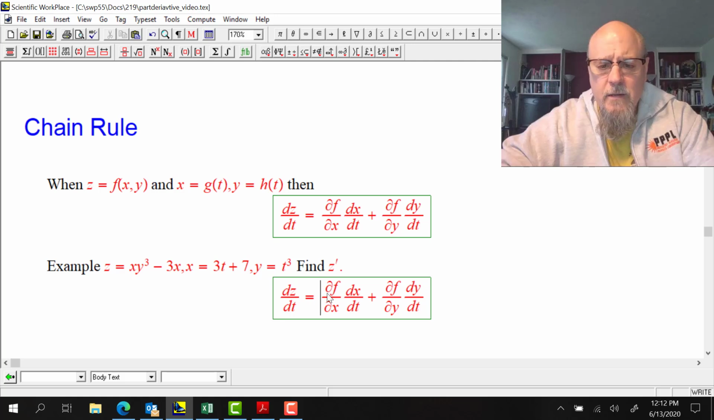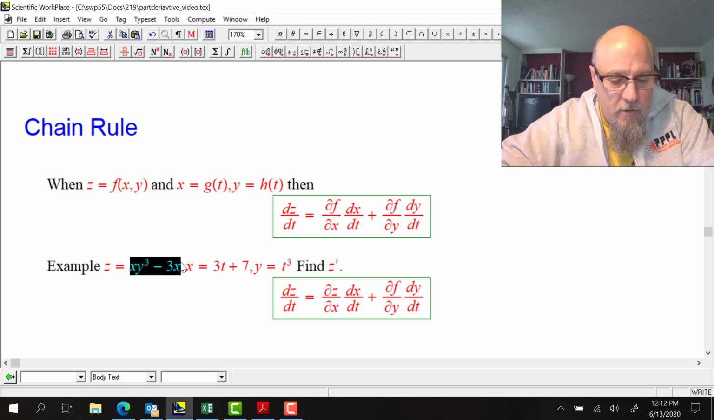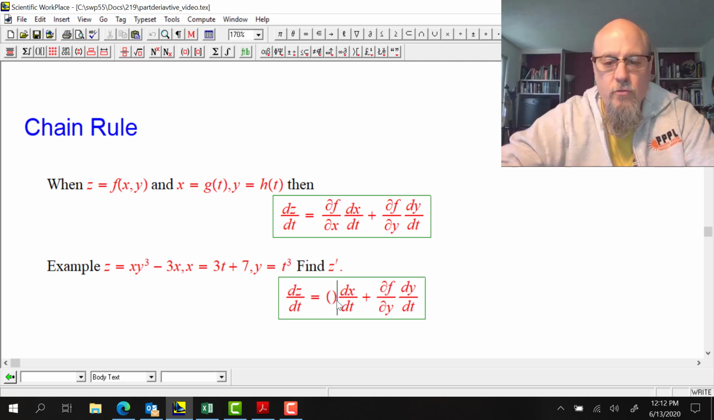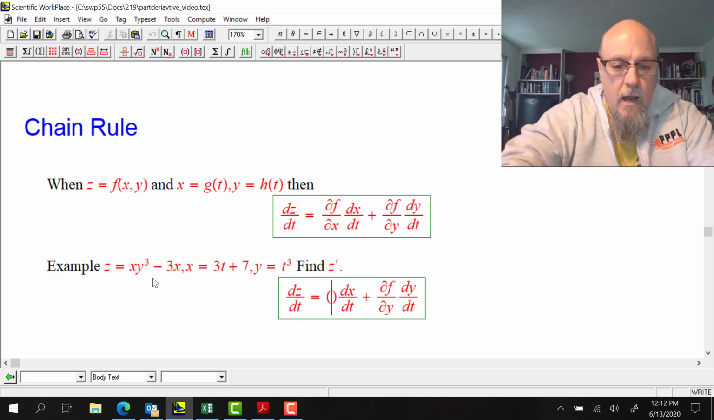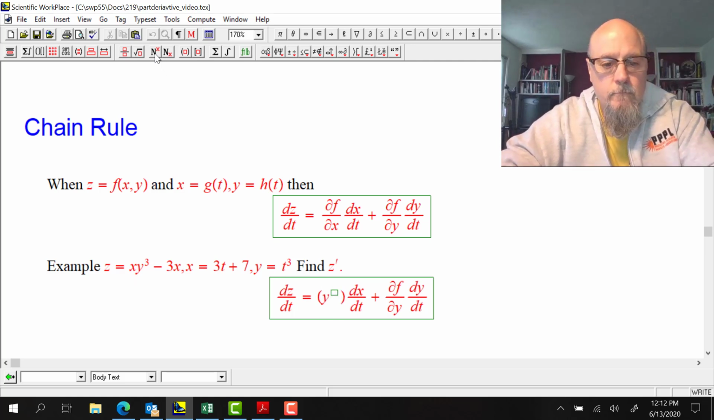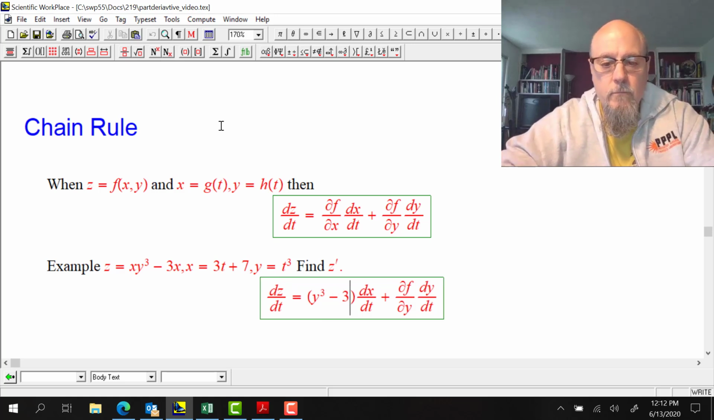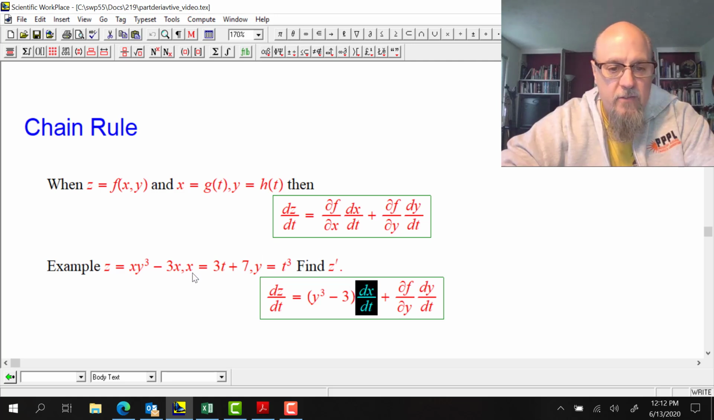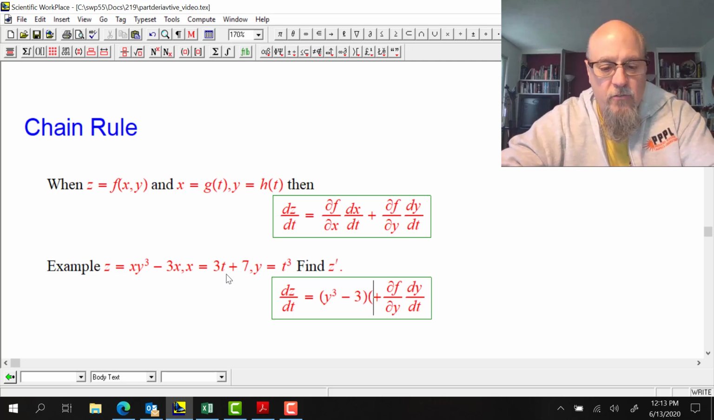So let's get our df dx. That means I'm differentiating this z function. I guess you could even say, we could make that dz dx as well. I'm differentiating my function here with respect to x, treating everything as a constant, y as a constant. So that's going to be y cubed minus 3. So there's my derivative with respect to x, and now I'm multiplying it by the derivative of x with respect to t, and that's just 3.